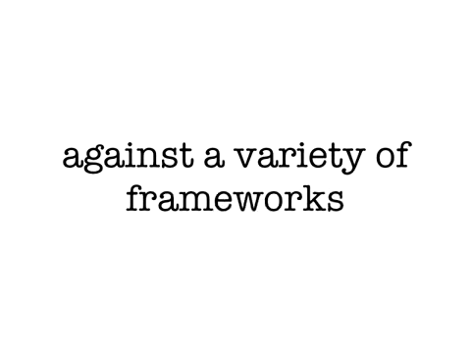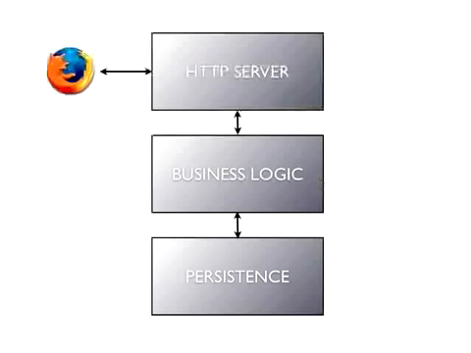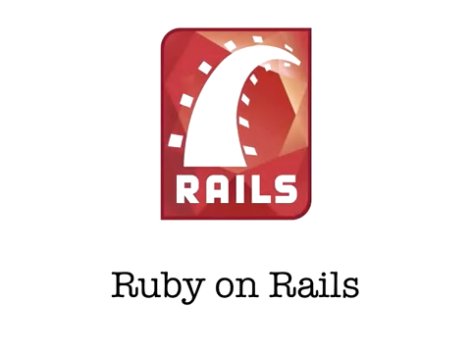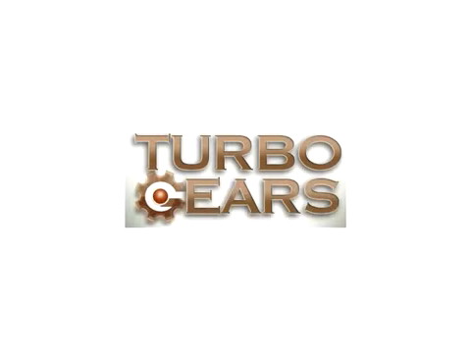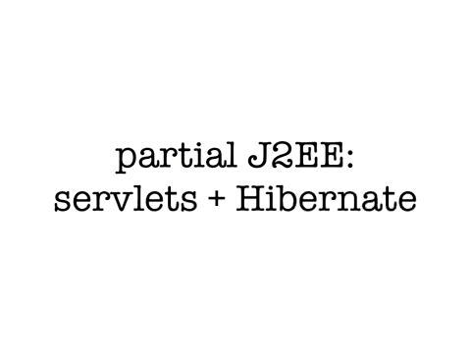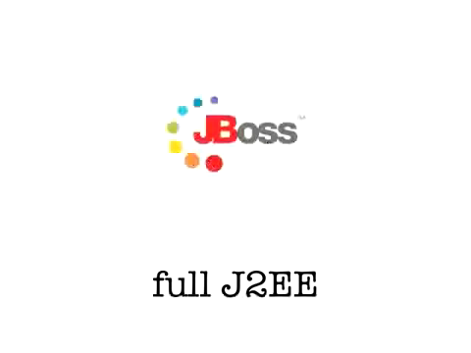We'll let J2EE square off against a variety of frameworks that all follow the same general model. We have a web browser which communicates with an HTTP server. It communicates with some business logic, which communicates with some persistence layer, usually a relational database. You might recognize this as the N-tier architecture, where N is always 3. I'm not sure why they don't just call it the 3-tier architecture. The contenders will be Ruby on Rails, Zope, specifically Plone, TurboGears, Django against a partial J2EE system using servlets and Hibernate, and a full J2EE system, in this case, JBoss.